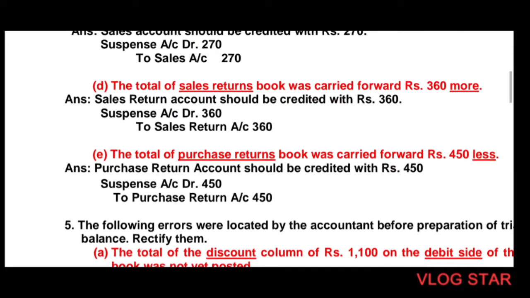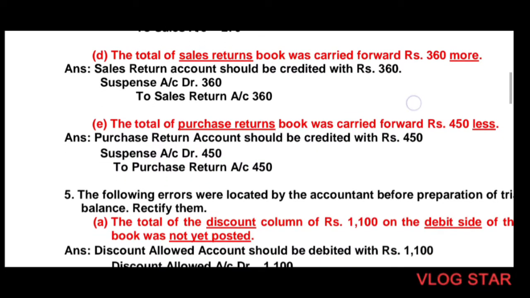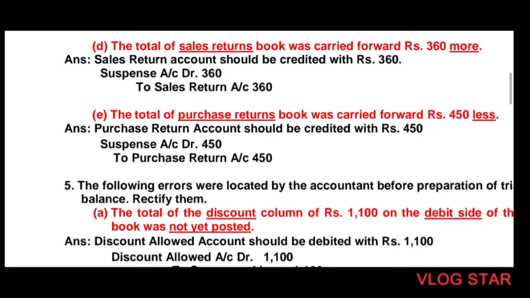Next question. The total of sales return book was carried forward rupees 360 more. More means extra, overcast. So opposite entry. Normally sales return is a debit balance, but opposite means credit. So the answer is sales return account should be credited with rupees 360. So the answer for rectifying entry is suspense account debit to sales return account.